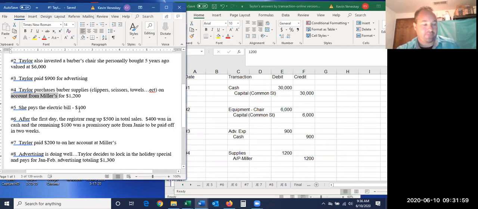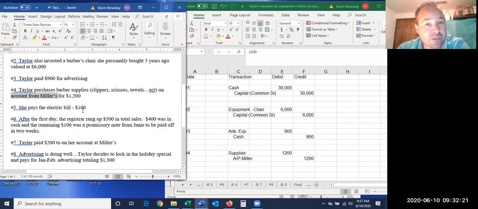Number 5 is very similar to number 3. It says that Taylor pays the electric bill, $100. So if we paid the electric bill, that probably means we got the benefit of electricity, something every business has to have. Everybody's going to have an electric bill. So what did we get? We got the benefit of electricity.